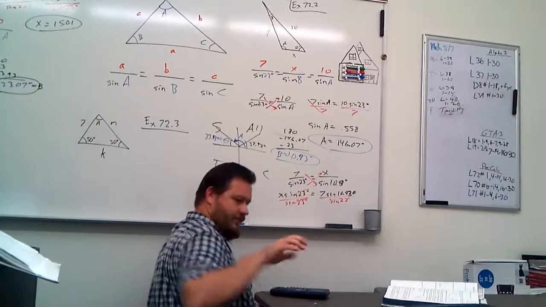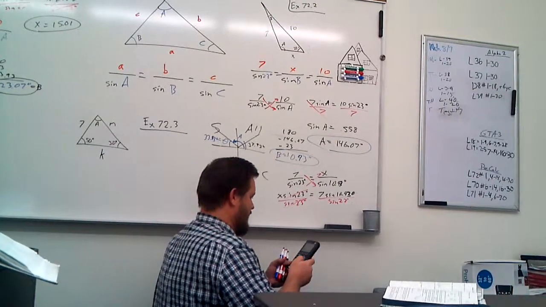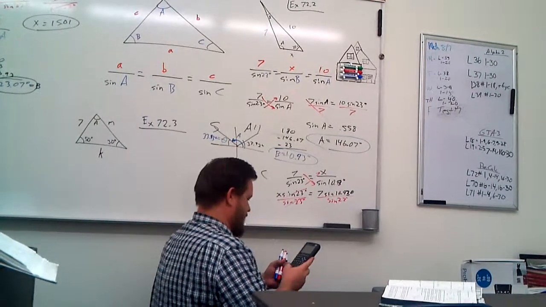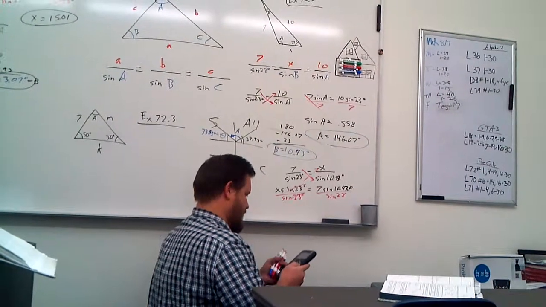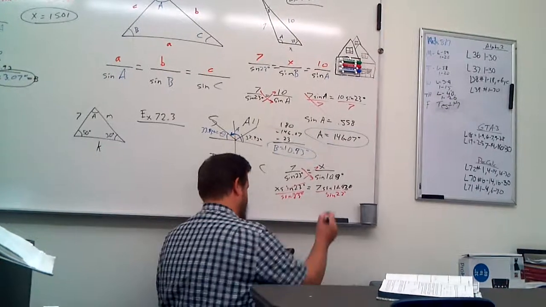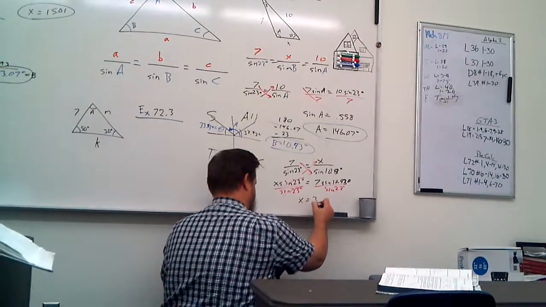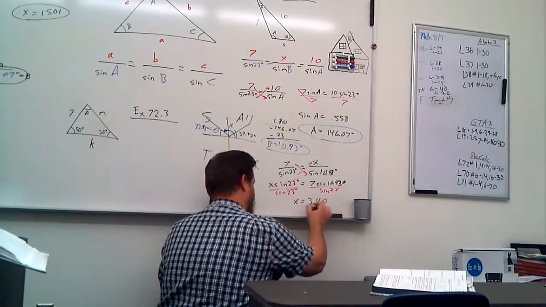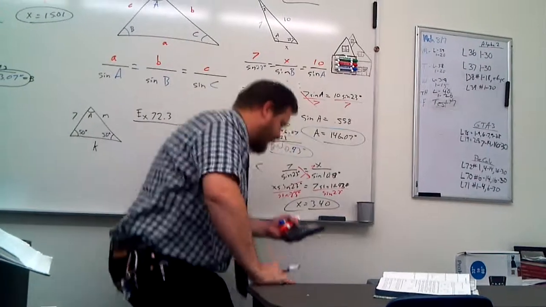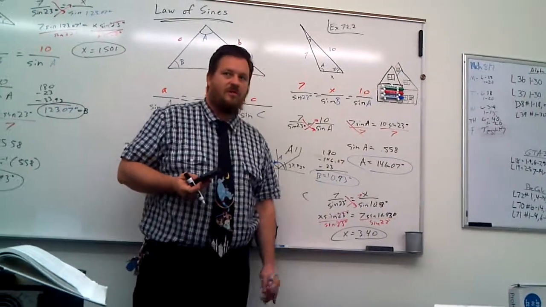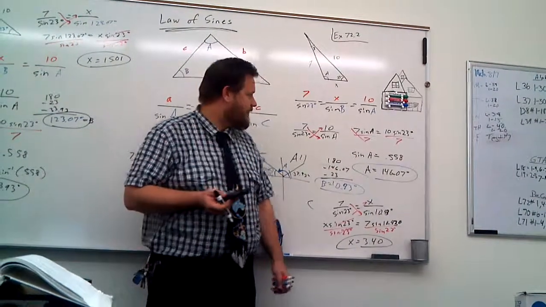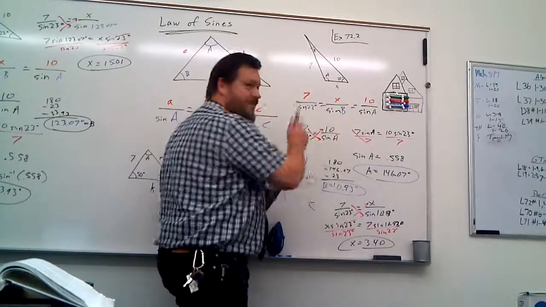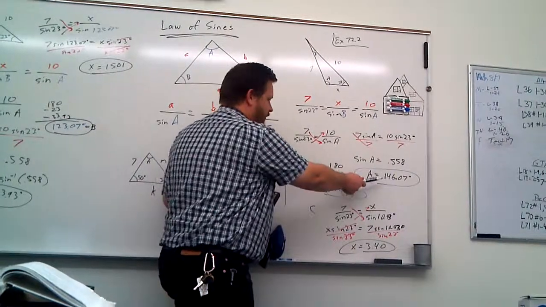Cancel, cancel, and x is going to come out to, let's see, 3.39. So x is going to be 3.397. I'm going to round it to there. Tanner said 3.39. Is 3.39 and 3.40 close enough? Yep. And so now we have the three missing pieces, side x, angle A, and angle B.